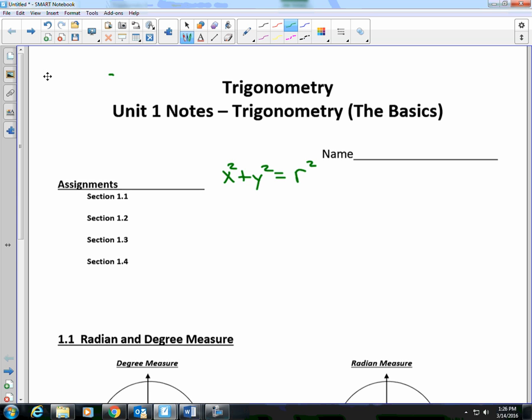X squared plus y squared is r squared. What is that? Remember? It's an equation for a circle. It's actually also the Pythagorean theorem, isn't it? You just switch out the x and the y with a and b, and switch out r with c. In the unit circle, what's the length of the radius? 1. So we also have this. X squared plus y squared is 1.